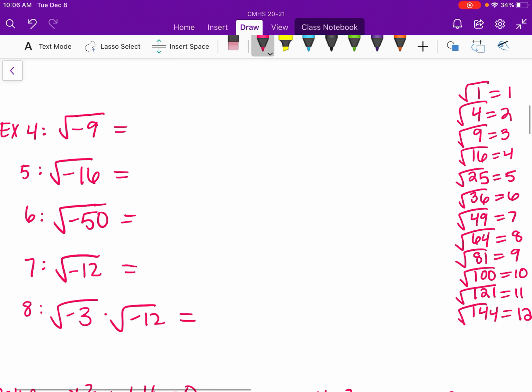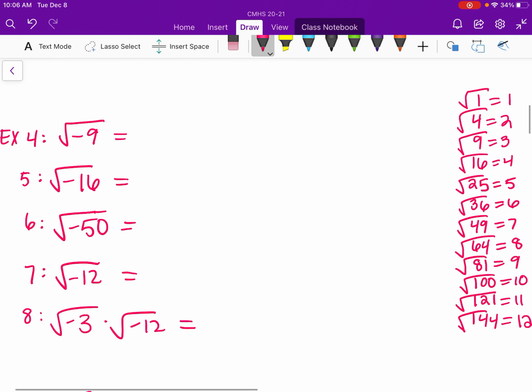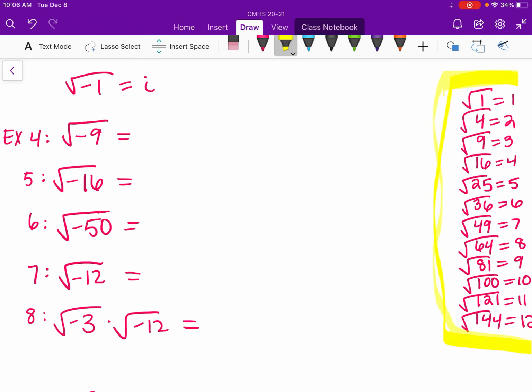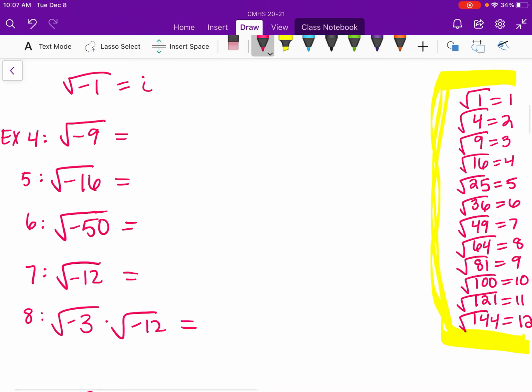Let's move down a little bit. So we said we can't take the square root of a negative. Well, now we can. So we know the square root of negative 1 is i. I didn't write that very well. The square root of negative 1 is i. But what about all these other numbers? Over here on the right, I'm going to box it in with my highlighter. I reminded you of all the perfect squares. So these are all the perfect squares, and what happens if you take the square root of them, what you get. Just to remind us, to help us on these problems.